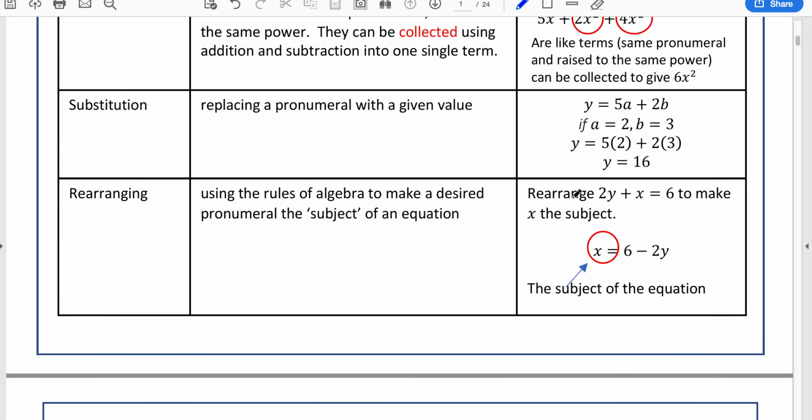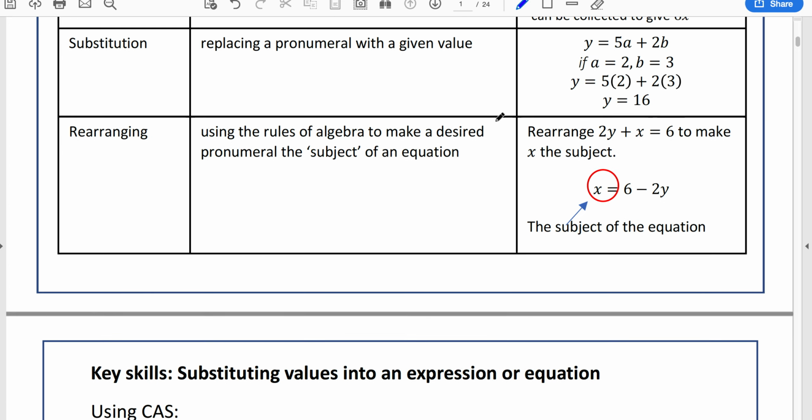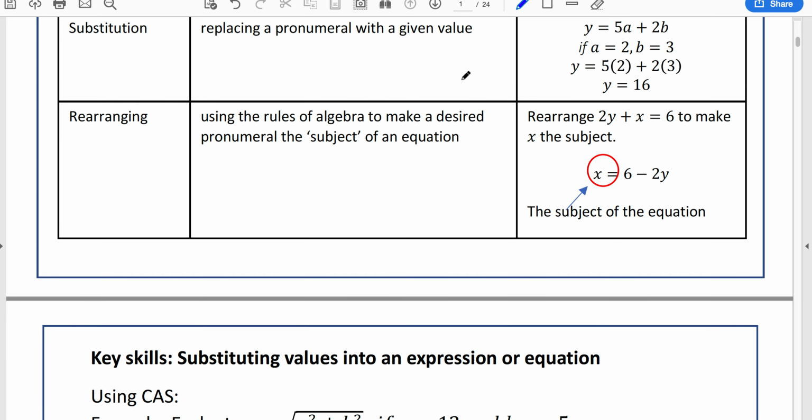Finally, rearranging. We'll come back to rearranging in a later lesson. We might need to do that when we graph. It basically means you're going to use the rules of algebra, so either adding, subtracting, multiplying or dividing to both sides of the equation, and that is to make something what we call the subject of the equation. So if you had something like this, 2y plus x equals 6, I could rearrange that. So I could subtract 2y from both sides, and that would leave me with x on one side, and that would make x the subject of the equation.